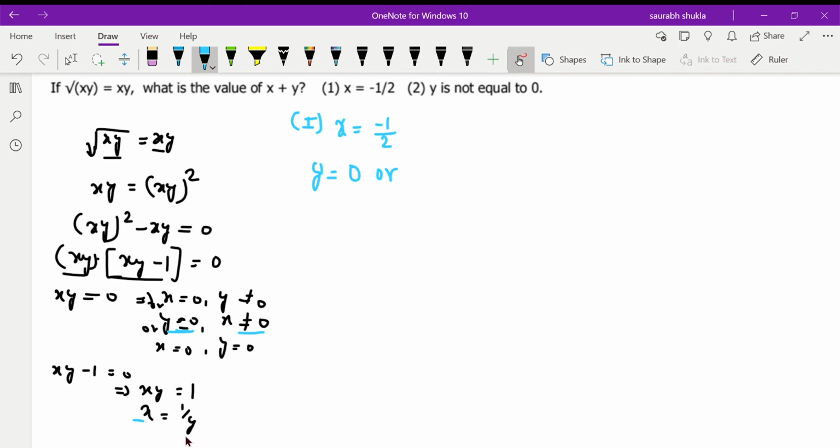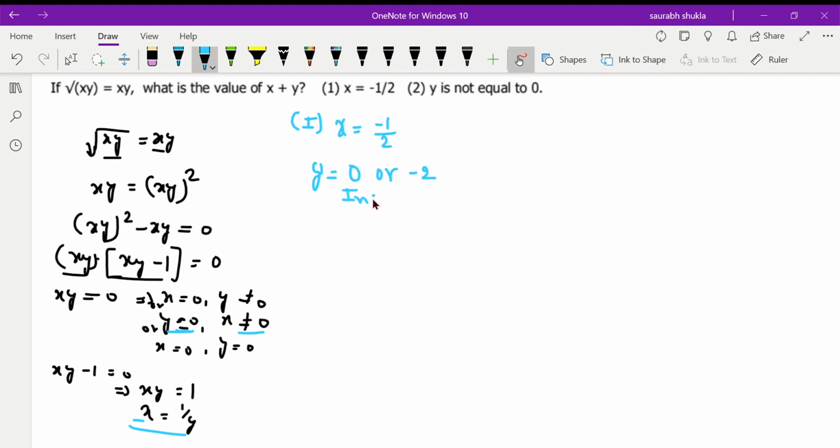Now we know that x and y are reciprocals of each other. So the reciprocal of minus 1 by 2 is going to be minus 2, right? So you see, both are possible values here. So we are not getting a unique value for y. That means we are not getting a unique value for x plus y. There are two possibilities for x plus y. Since we are not getting a definite answer, this statement is insufficient.